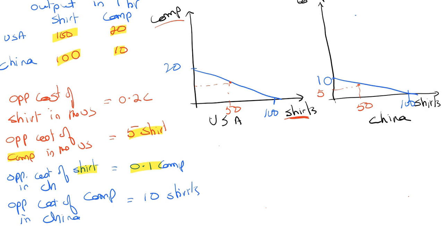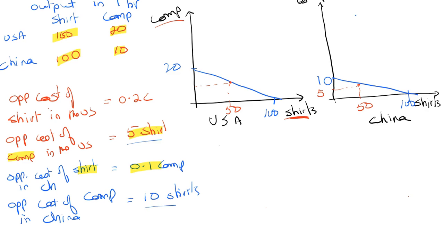And as we've seen before, if you're focusing on the price of computers, it has to be between 5 shirts and 10 shirts. US producers will be willing to export computers as long as they can get more than 5 shirts. Chinese consumers will be willing to import computers as long as they can get it for less than 10 shirts.